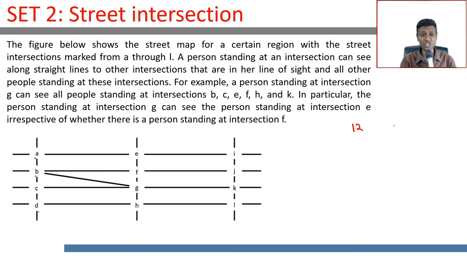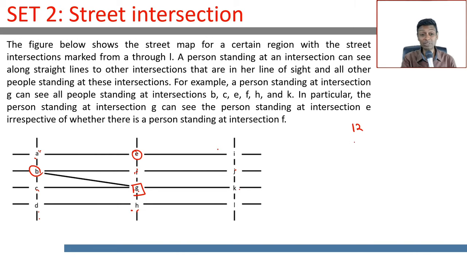A person standing at an intersection can see along straight lines to other intersections that are in her line of sight and all other people standing at these intersections. Remember, if you're standing at E, you can see I, A, F, G, H. If you're standing at B, you should be able to see F, J, A, C, D, and G, straight lines. For example, a person standing at intersection G can see all the people standing at B, C, E, F, H, and K.